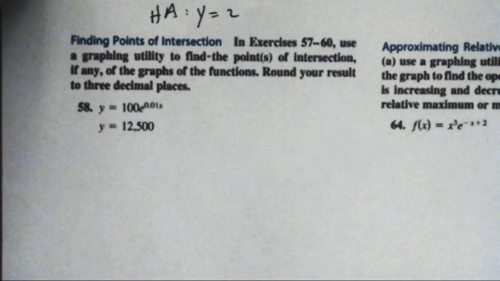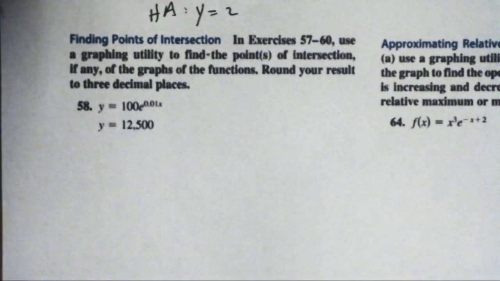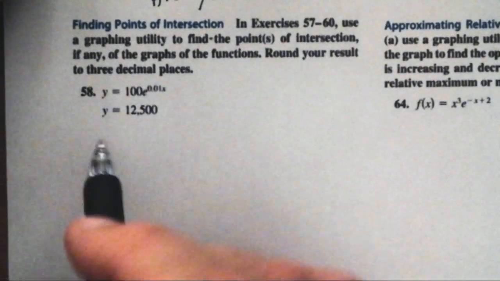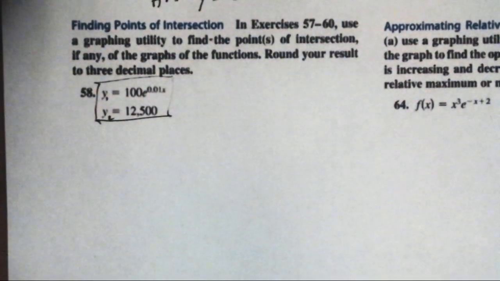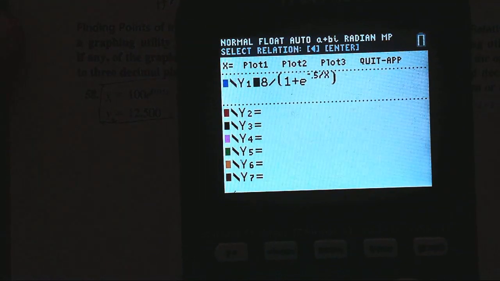Okay, number 58. Use a graphing calculator to find the points of intersection, if any, of the graphs of the functions. Round your results to 3 decimal places. So once again, I'm just going to ask you to bear with me and realize that I am going to be graphing these two functions as y1 and y2. But I want you to get a good look at those.